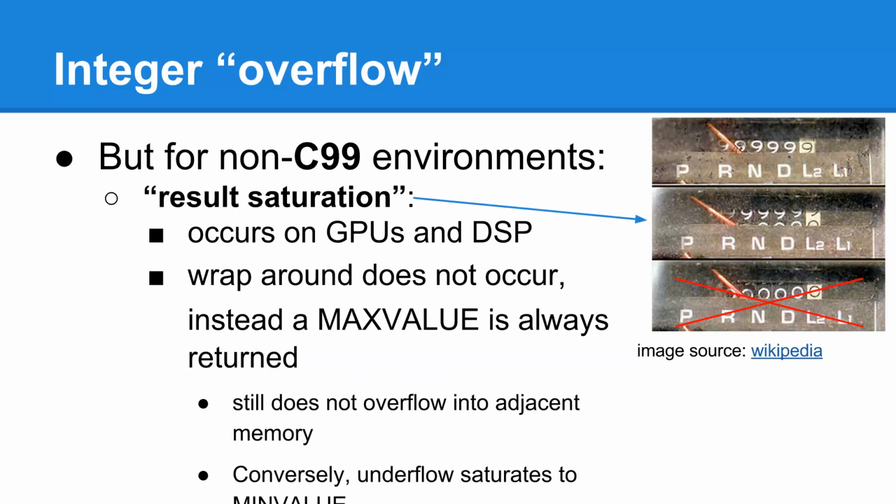So for non-C standard environments, the effect of taking a max value and incrementing it will, instead of a wraparound occurring, result in a saturation. And this occurs in graphics cards and digital signal processors. The max value is just always returned. The max or the min will just saturate and stick there. It still does not overflow into adjacent memory. And it's just an interesting case.